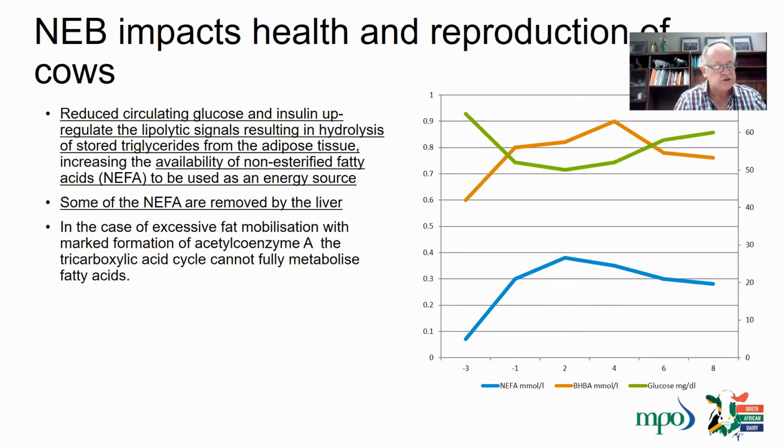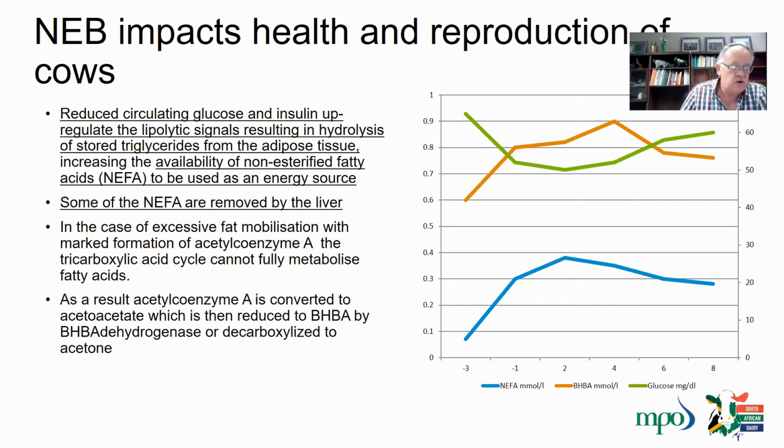But okay, in the case of this excessive fat mobilization, the acetyl coenzyme A, the tricarboxylic acid cycle, or actually not the Krebs cycle, the tricarboxylic acid cycle, cannot fully metabolize fatty acids, and that's where you sit then with overproduction of beta-hydroxybutyrate and the NEFAs going up. Okay, and then it is also converted to acetoacetate, and then this is reduced to beta-hydroxybutyrate.